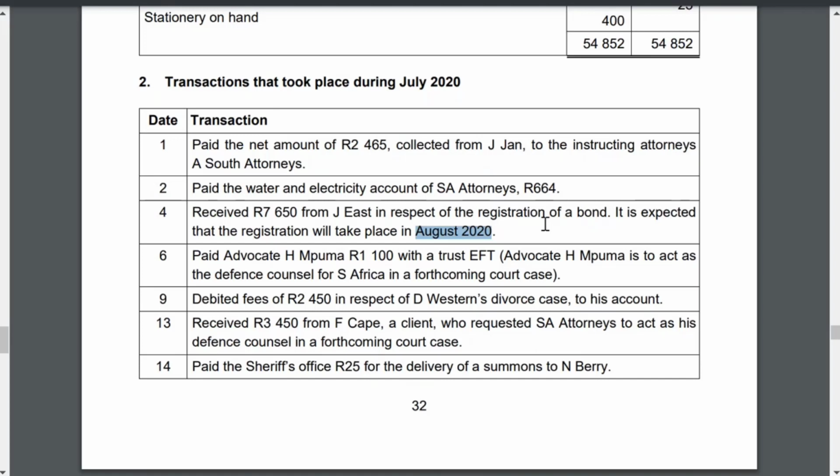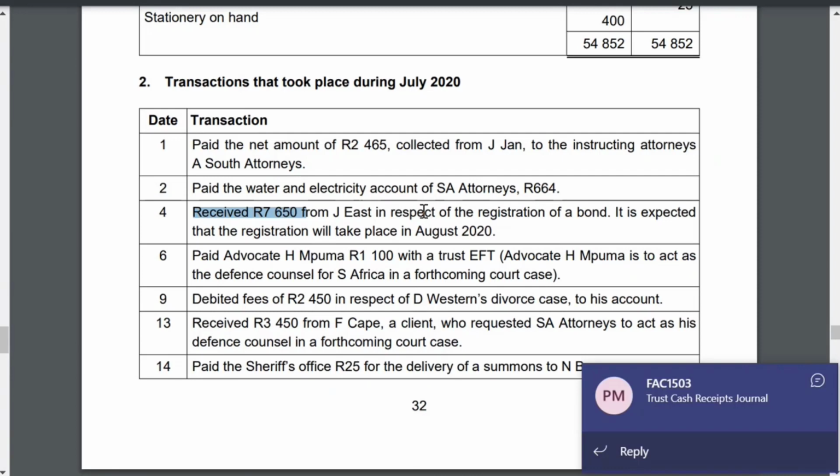in transaction number 4, SA attorneys received money in advance. So the registration of the bond will take place in August 2020. So this is money that SA attorneys has received in advance from one of their client, J East, in respect of registration of a bond. So where would you record this transaction? So this is money that is received, but work has not been performed yet by SA attorneys.